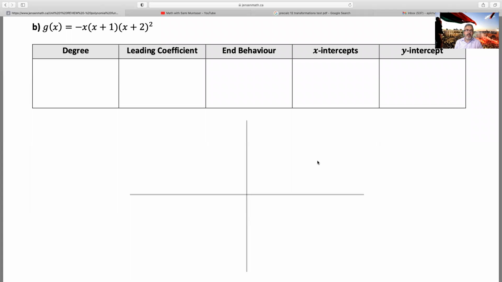So just revisiting graphing polynomial functions. To do so, let's just find the degree first. Here you have an x, but there's a square outside, so that makes it x to the 2. And there's an x here to the 1, and there's x to the 1. So 1 plus 1 plus 2 is 4, so this is degree 4.